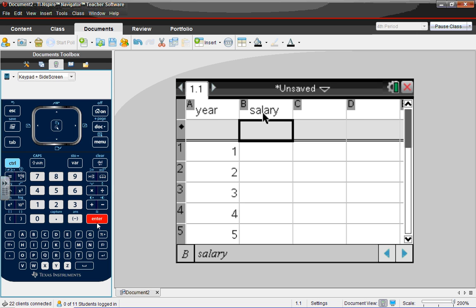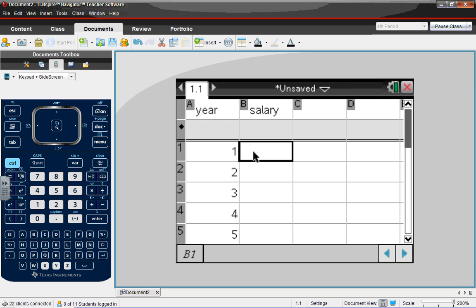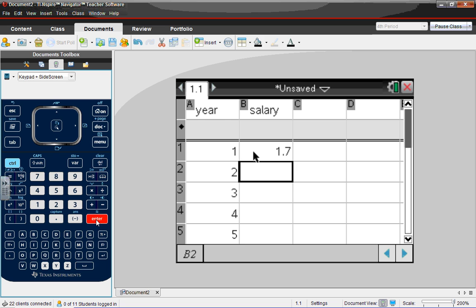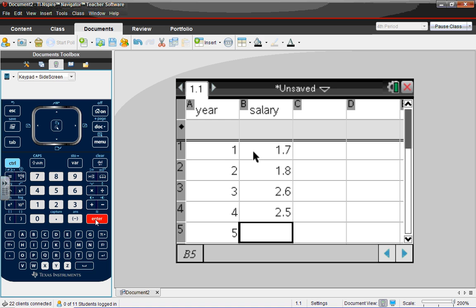Okay. Now, my salary is 1.7 mil, 1.8 mil, 2.6 mil, which a professional baseball player, anybody professional should never make this much money, just saying. Use your brain.